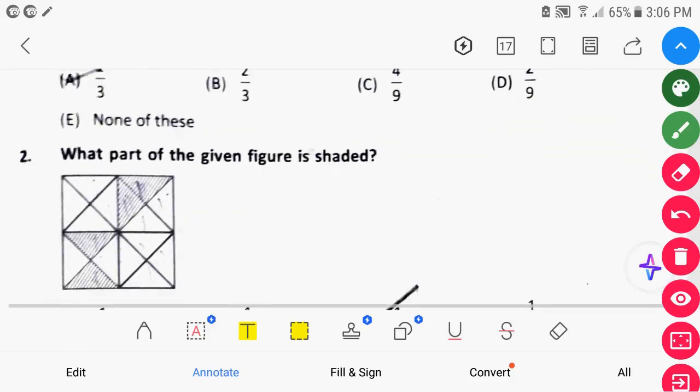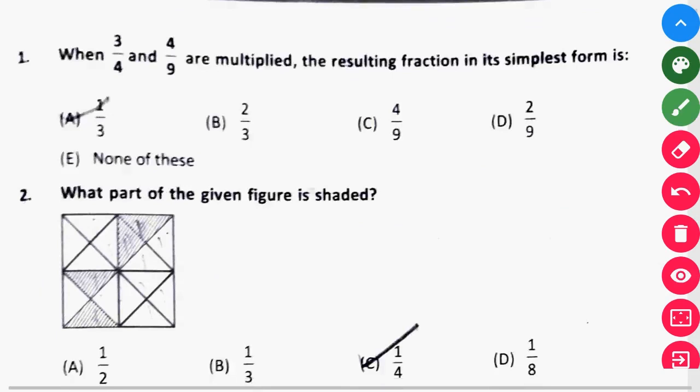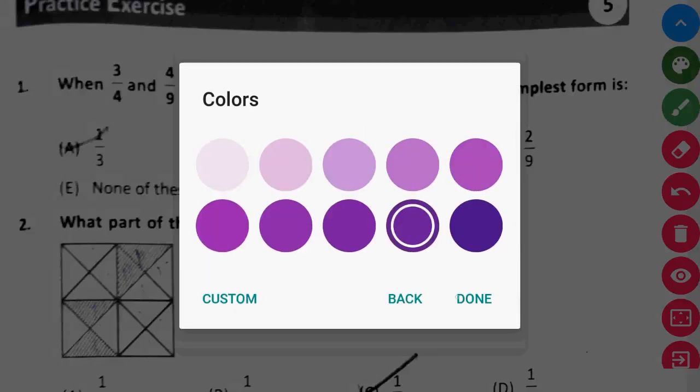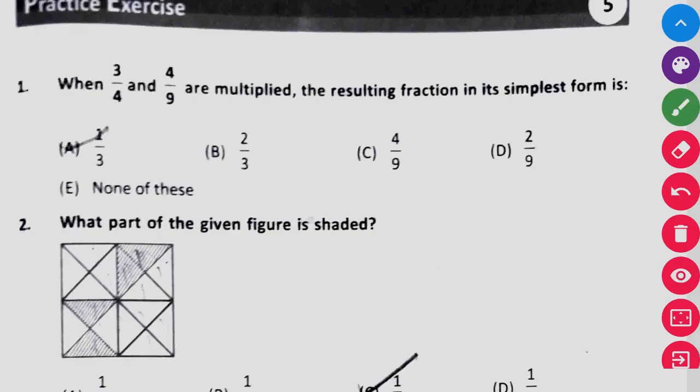Now, what part of the given figure is shaded? Now how do we calculate the shaded portion and the parts of the figure? So do it by that method. How many parts in whole are there? So see, 1, 2, 3, 4, 5, 6, 7, 8, 9, 10, 11, 12, 13, 14, 15, 16. So total 16 parts are there in the square.